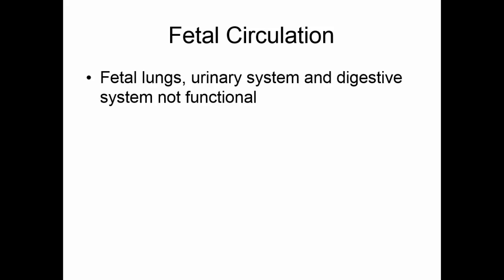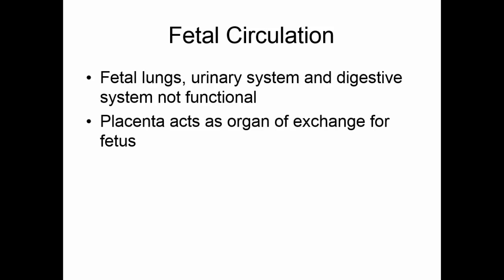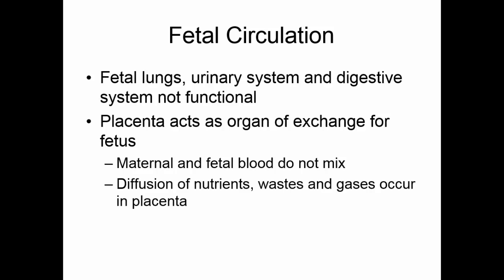The fetus has a slightly different circulatory arrangement. The fetal lungs, the urinary system, and the digestive system in the fetus are not functional. The placenta acts as the organ of exchange for the fetus for oxygen, carbon dioxide, nutrients, and waste products. The maternal and fetal blood do not mix in the placenta, but they do come very close together. This allows for the diffusion of nutrients, wastes, and gases to occur in the placenta.